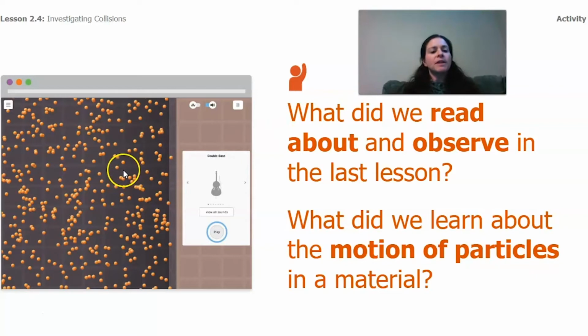What did we observe? We picked one of these particles, we watched it move, it collided into some other particles, and then we watched a sound play, and it seemed like the particles bunched up in a line. It seemed like they hit each other, and that line traveled through. And so what did we learn about motion of particles? We learned that they are constantly colliding. They're always hitting one another.